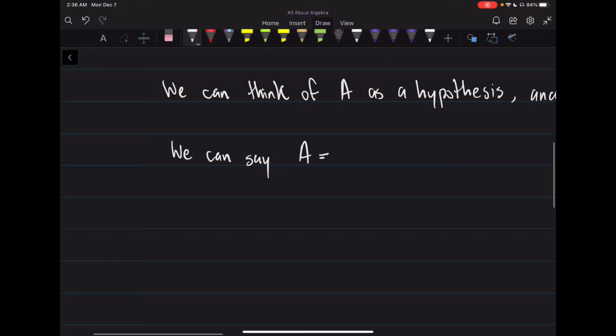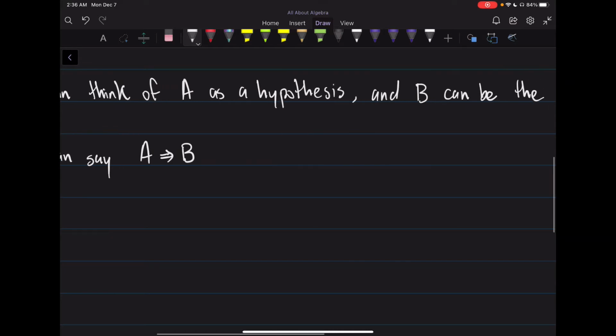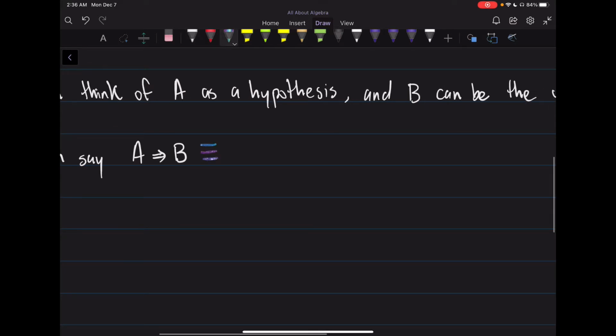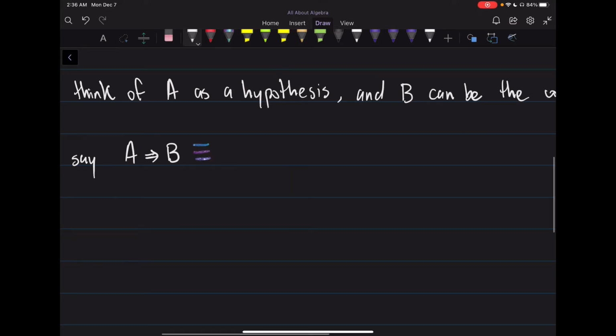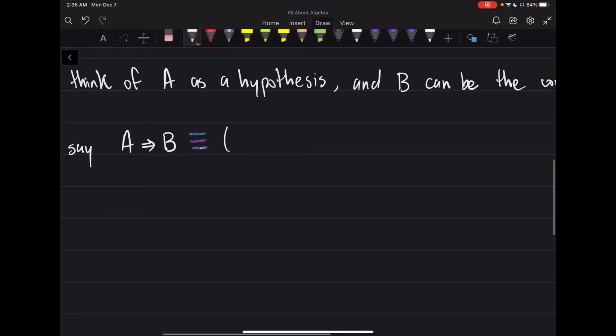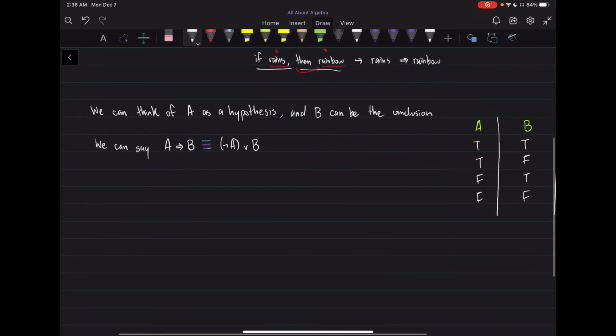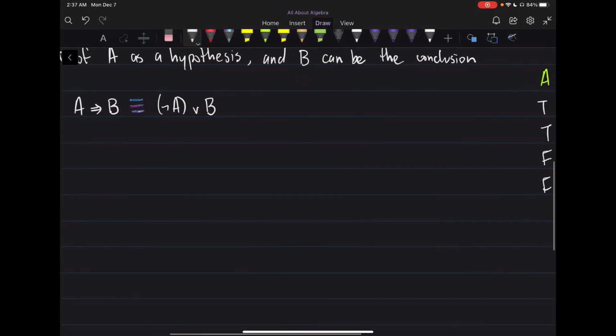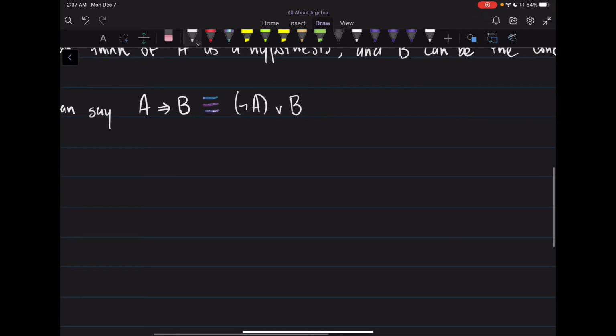Technically speaking, we can write an implication, so we can say A implies B is logically equivalent to, what can we say it's logically equivalent to? Well, we know that it can be logically equivalent to this other statement, right? Which is negation of A or B. It may not make logically much sense, but we can say this. We know this. This has been proven before.